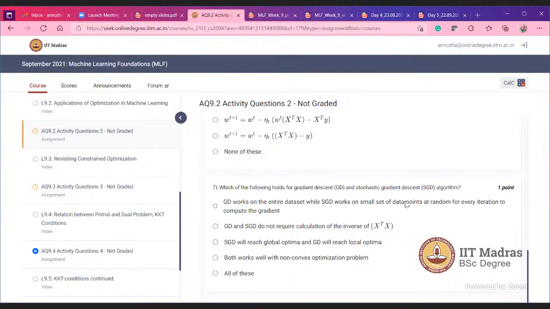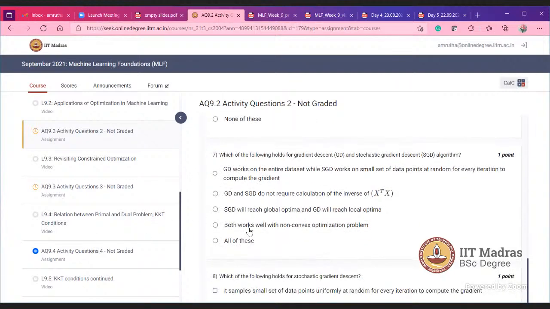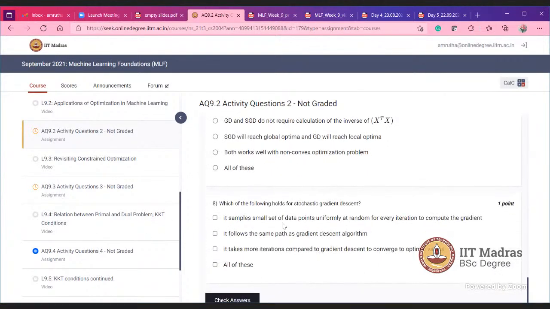Which of these holds for gradient descent and stochastic? Of course, all of these answers are correct. And also, which of these holds only for stochastic gradient descent? Here, only the first.